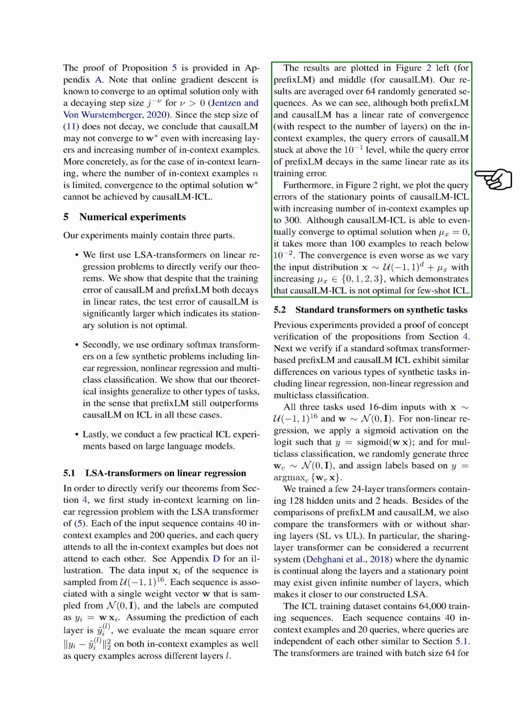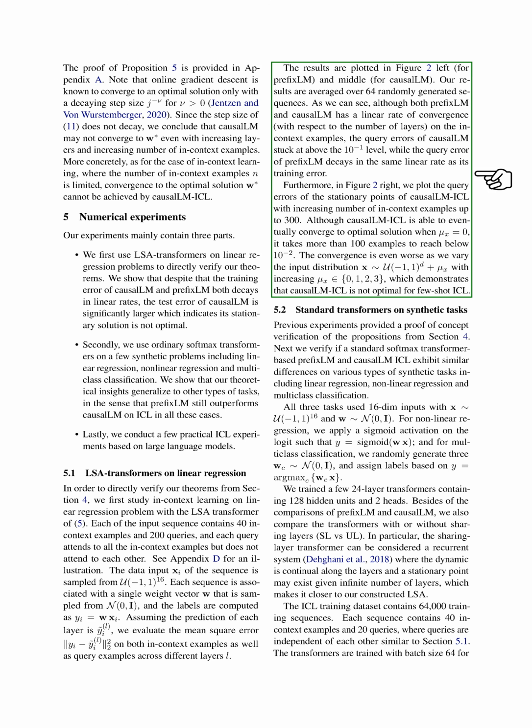To directly validate our theories, we first examined in-context learning on a linear regression problem using the LSA transformer. Each input sequence contained 40 in-context examples and 200 queries, with each query attending to all the in-context examples but not to each other. The data input of the sequence was randomly selected from a uniform distribution between -1 and 1, raised to the power of 16. Each sequence was associated with a single weight vector that was randomly selected from a normal distribution with mean 0 and identity matrix as the covariance matrix. The labels were computed as the product of the weight vector and the data input.